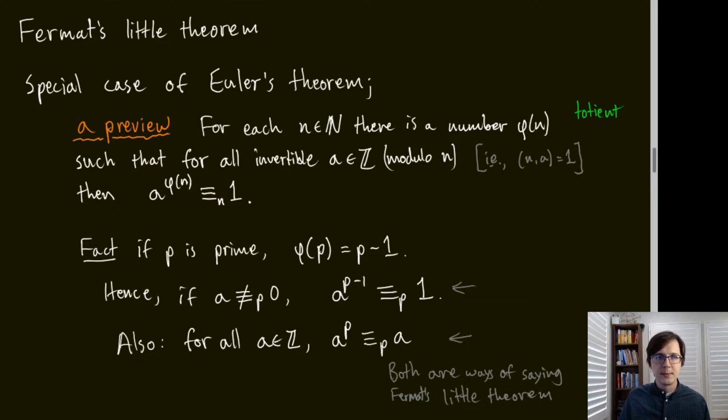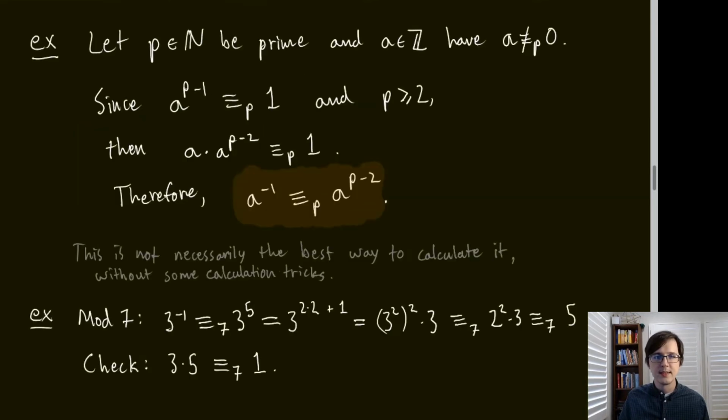Okay, so that's a little preview of Euler's theorem, which handles numbers other than primes as the moduli. Let's look at an example of what we can do with this, and that is computing multiplicative inverses.